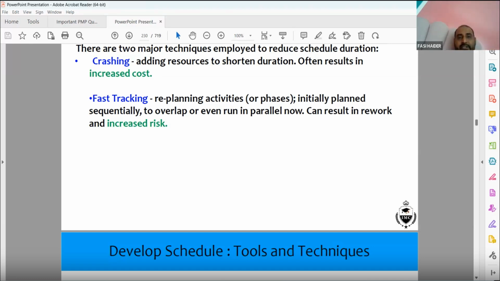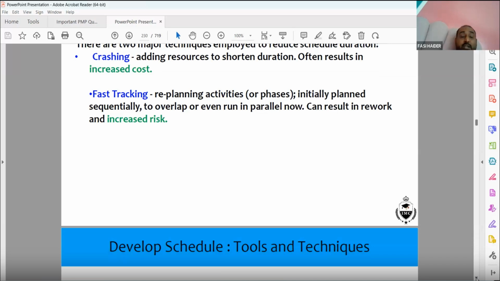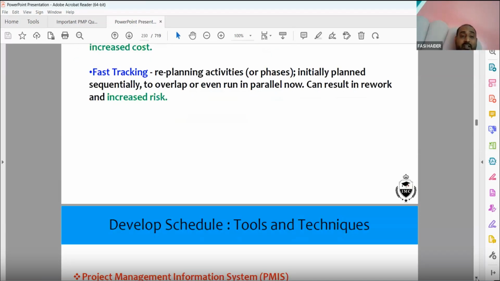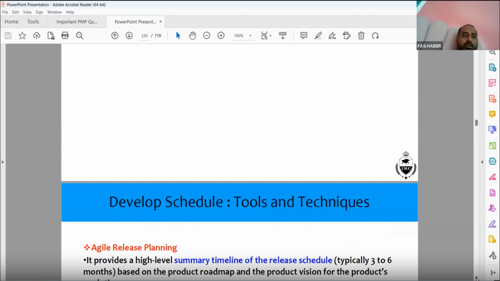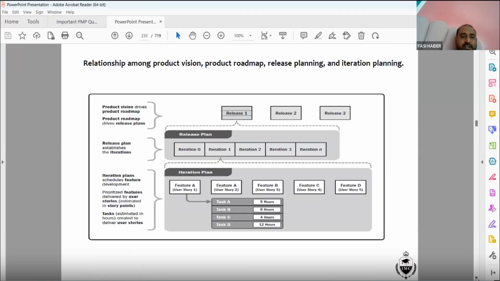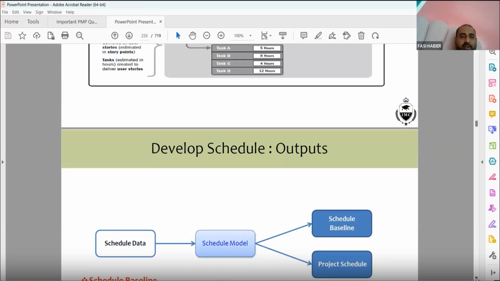So the cost can be increased a bit, but the task will get completed. Fast tracking, you replan the activities in such a way that with the same resources, you are able to complete the task faster. So develop the schedule, output, and this.